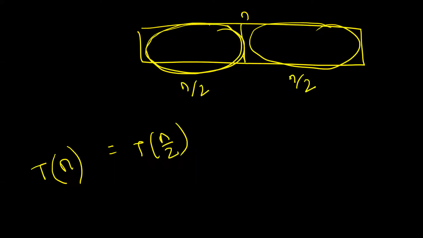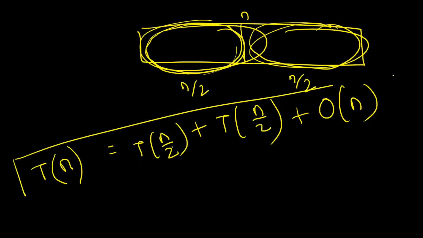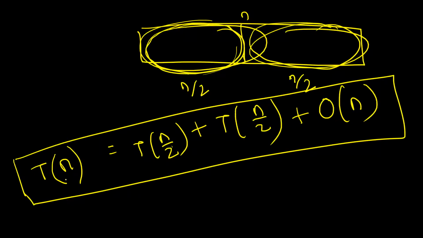If the time taken to sort an array of size n is given by T of n, then the time taken to sort an array of size n by 2 will be given by T of n by 2. So sort the left part of the array plus sort the right part of the array. Once you have sorted both these arrays, you will perform a merging. So how much time will merging take? Big O of n, because there are n elements. So this is the recurrence relation for merge sort.